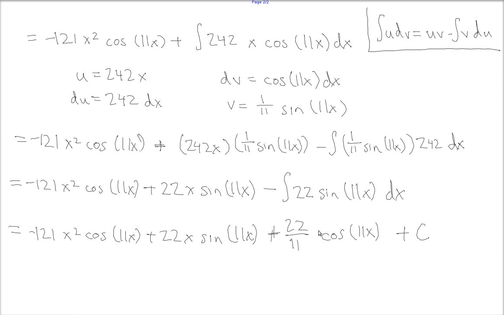Now if I just want to simplify a little bit more, since I've got cosine 11x here and cosine 11x here, I can pull those together. So I'm going to have negative 121x squared from here, and then 22 divided by 11 is just 2 from there, times cosine of 11x, and then I've still got my sine term, 22x times sine of 11x plus c, and that's my solution.